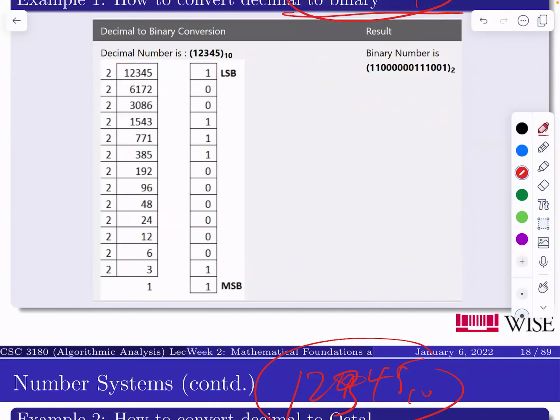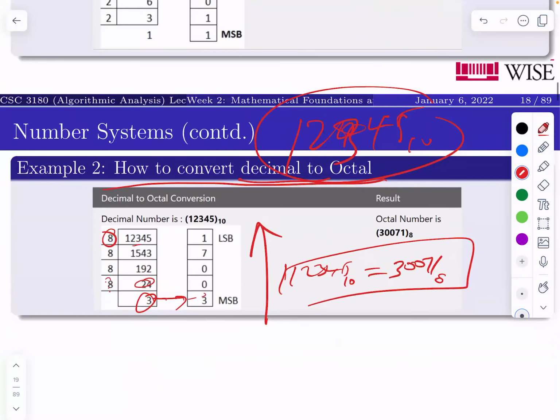Look at it. 2 divides this to give this. Remainder is 1. When you divide this by 2, remainder is 0. You are going to get this. 2 divided by this gives you this. Remainder is 0. This divided by 2 gives you this. Remainder is 0. This divided by 2 gives you this. Remainder is 1. This divided by 2 gives you this. Remainder is 1. You keep going on like that.